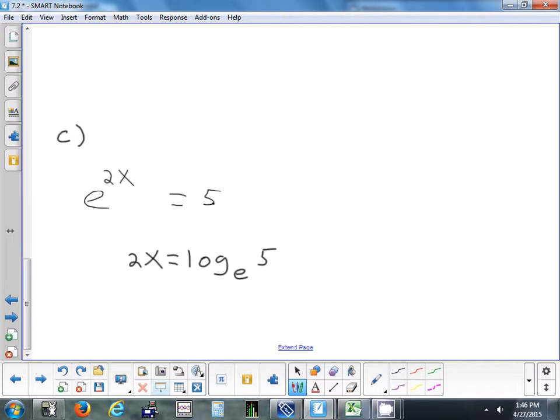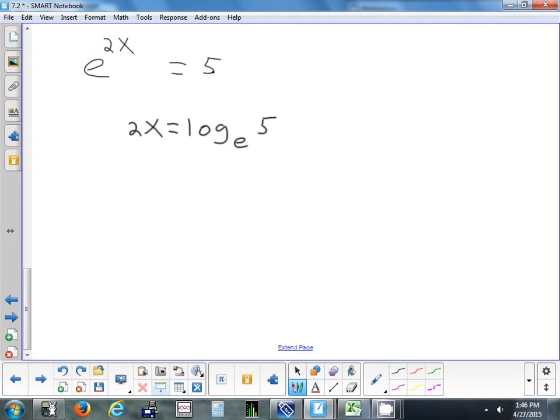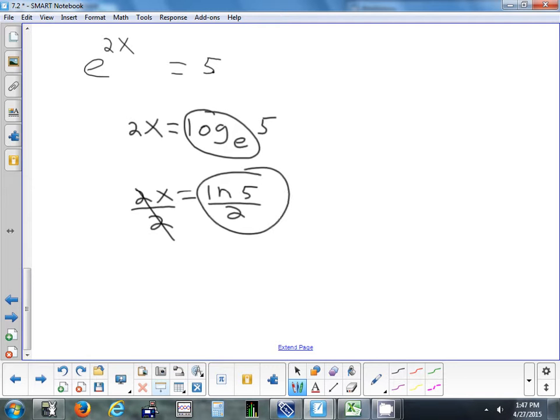Anybody notice something there we've talked about today? Something that we can shorten up? ln. What can you change to ln here? Log e. You don't have to, but it makes it look a little cleaner. Now your last step, to get x by itself, divide each side by 2. So x is the ln of 5 over 2.